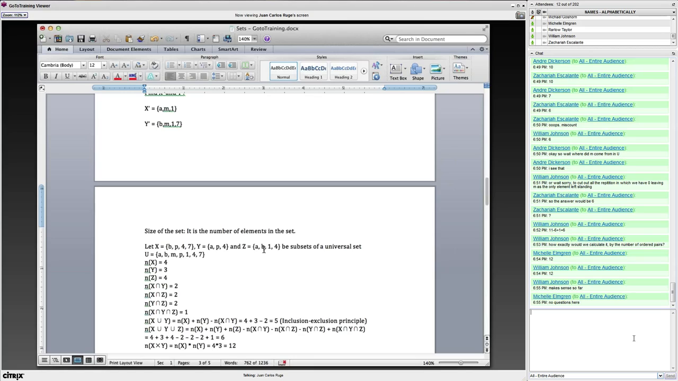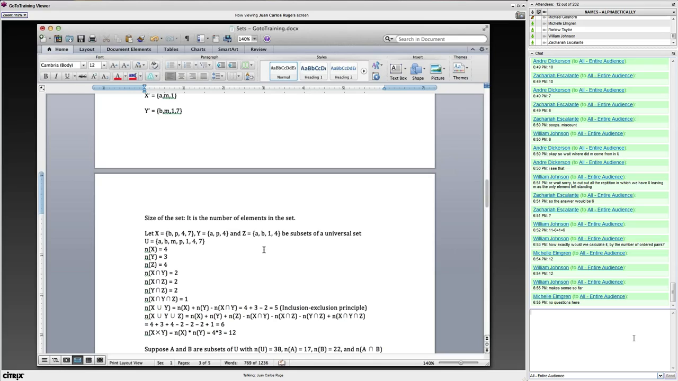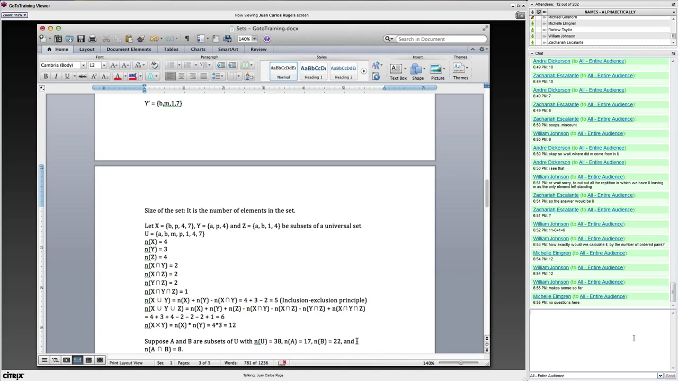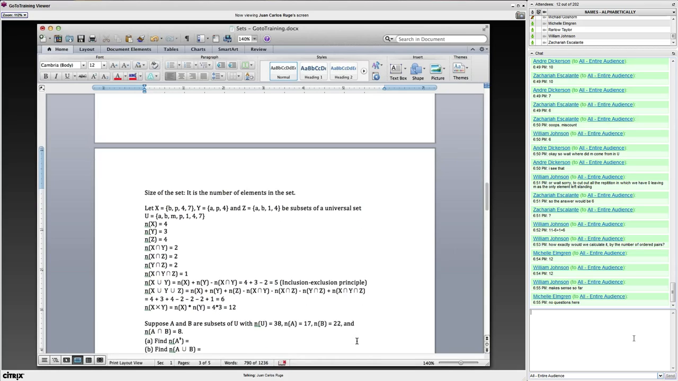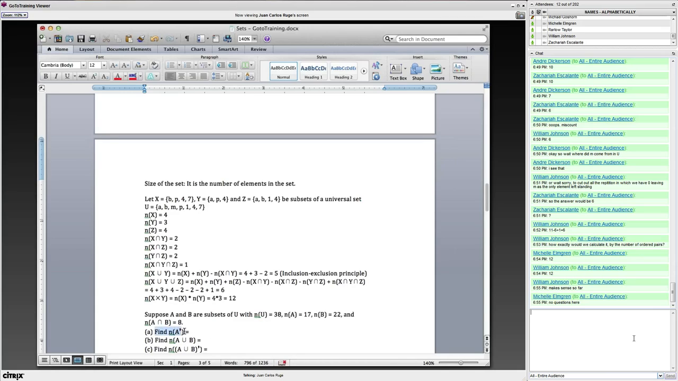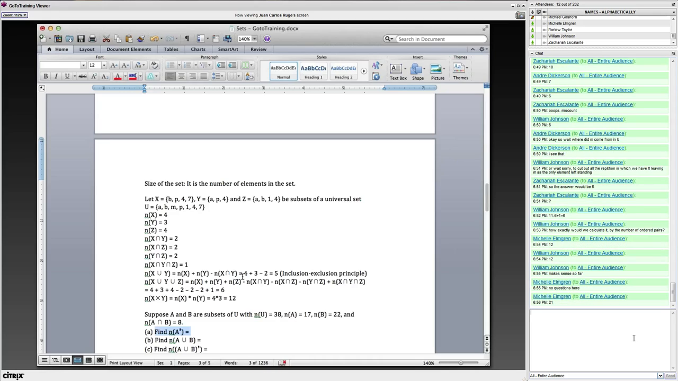Okay, guys, let's see if you learn a little bit about the size of the set. Here, suppose that A and B are subsets of the universal set, and the number of elements in the universal set is 38 elements. There are 17 elements in A, 22 elements in B, and there are 8 elements in the intersection of A and B. First question, what is the number of elements in the complement of A?